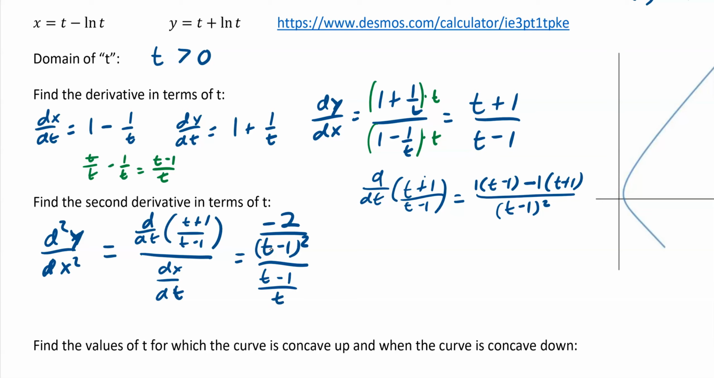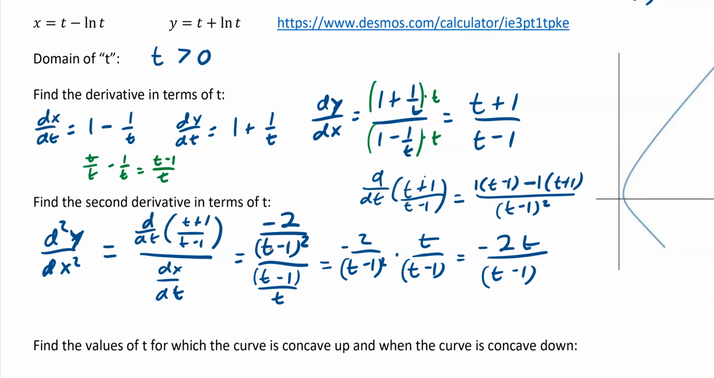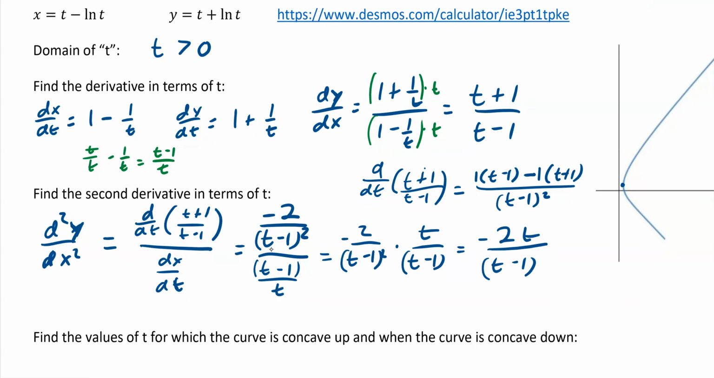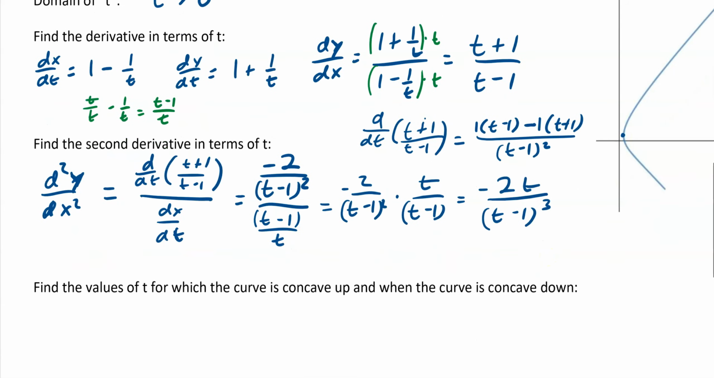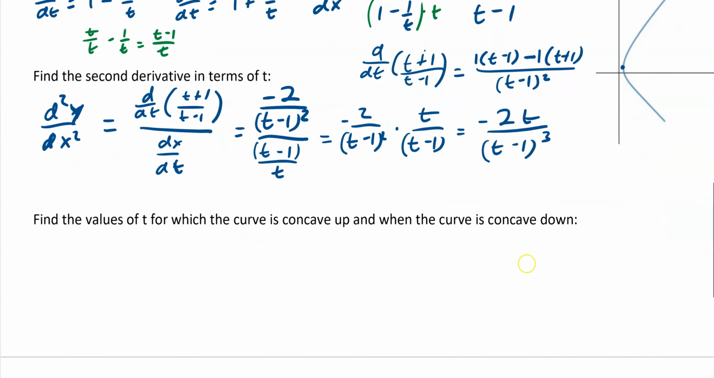So now we have our fractions. So we do a little reciprocal, negative 2, and we end up with negative 2t over (t − 1) squared. I mean cubed, because 2 plus 1 is 3. Okay, so now what we want to do is find out for what values of t the curve is concave up and concave down. So you can see I already put a little dot there. This would be concave up, and over here would be concave down.